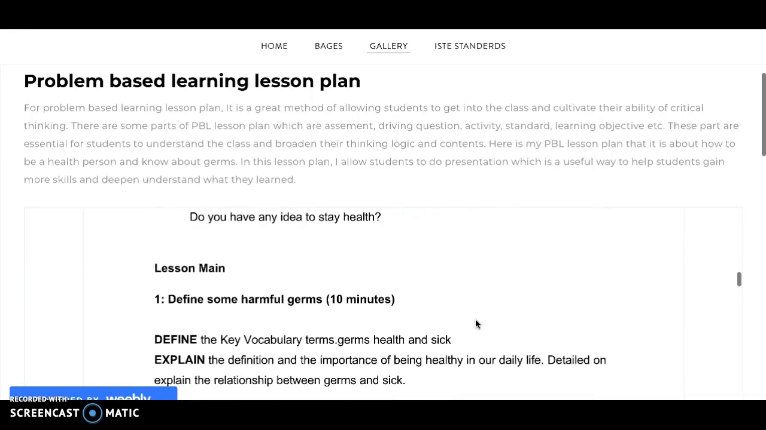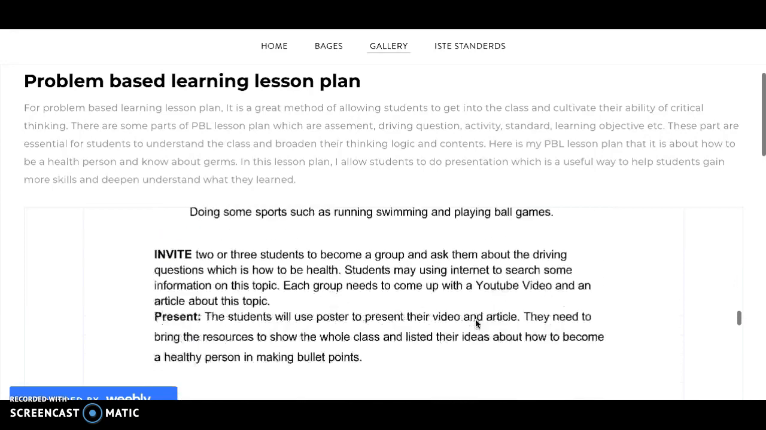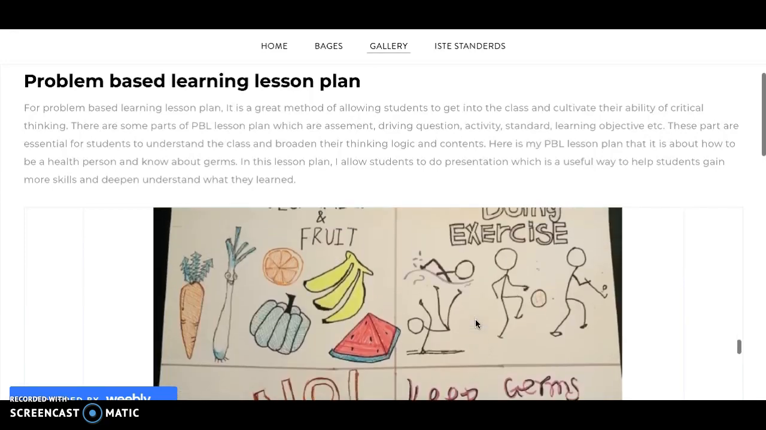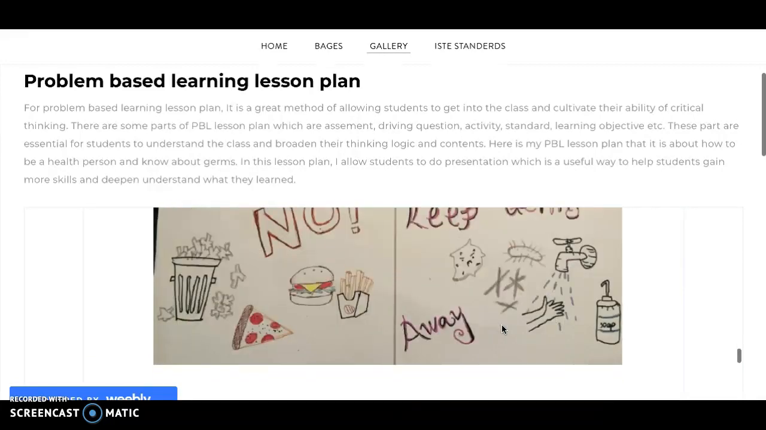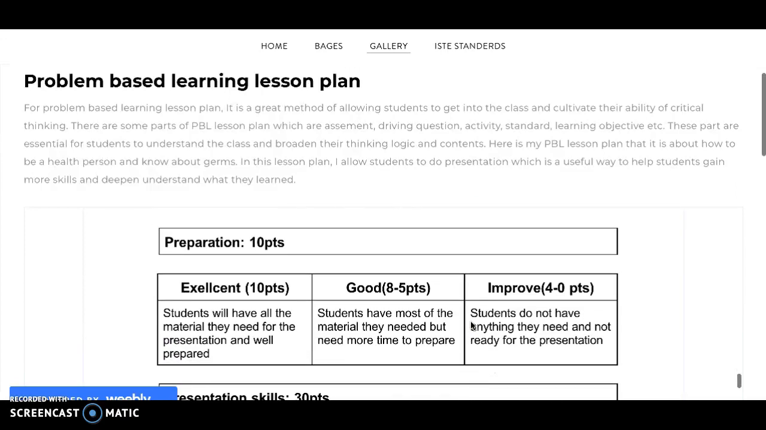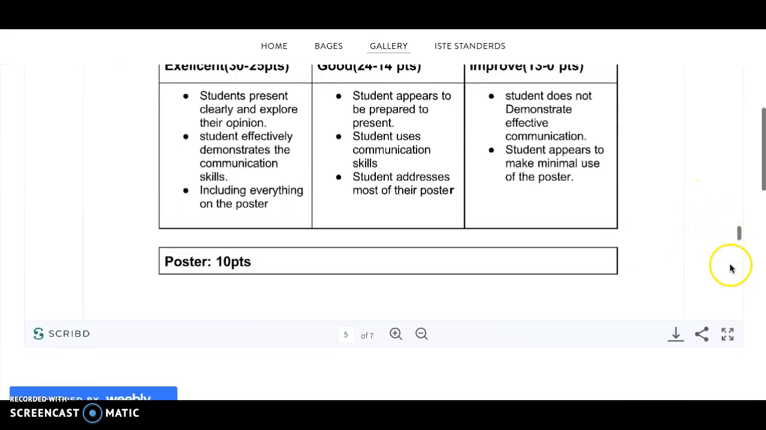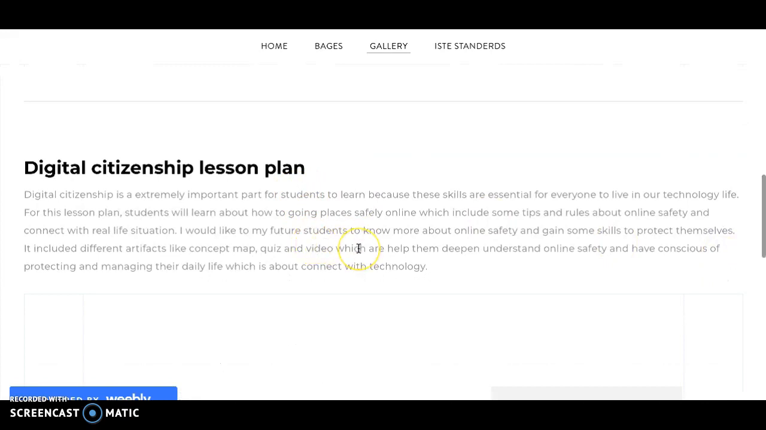And for this part, I also allow them to do a presentation and to make their own poster. So here is an example of the poster. I think it is a good way to help them and give them a better future. This is the rubric.